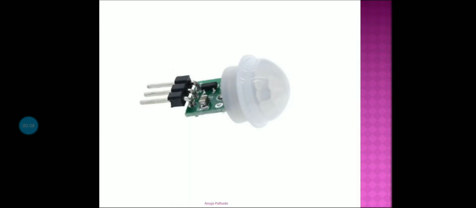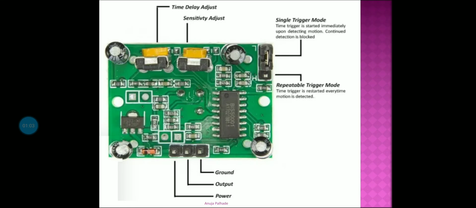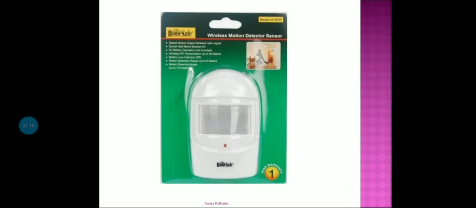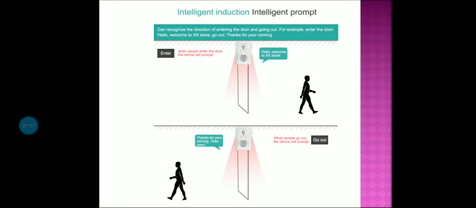This is the exploded image of the motion sensor, and these are the parts of the motion sensor. You can see these very important parts: ground, output and power. A single trigger mode and repeatable trigger mode are here for the sensor. Time delay and sensitivity adjust are here. If you want to purchase such sensors from the market, you will get such packing for it.